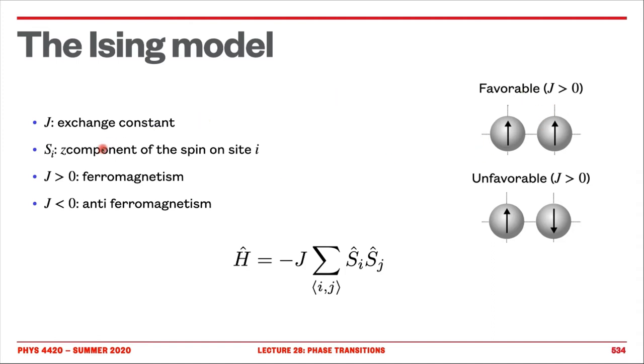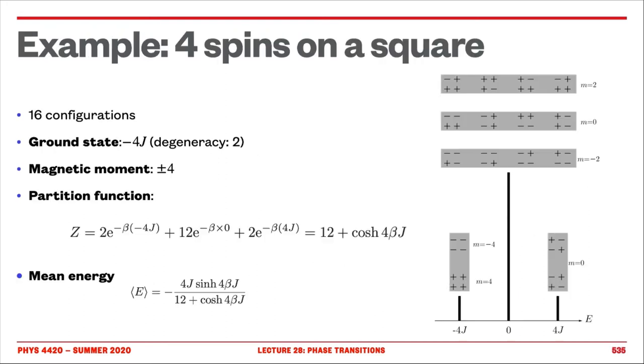So that would be a ferromagnetic ordering, where we want the spins to be aligned, and this is the example I showed here on the right. We could also do the same thing with anti-ferromagnetism, where J negative would mean that the spins tend to be anti-parallel. That's another application of the method that I'm going to mention now.